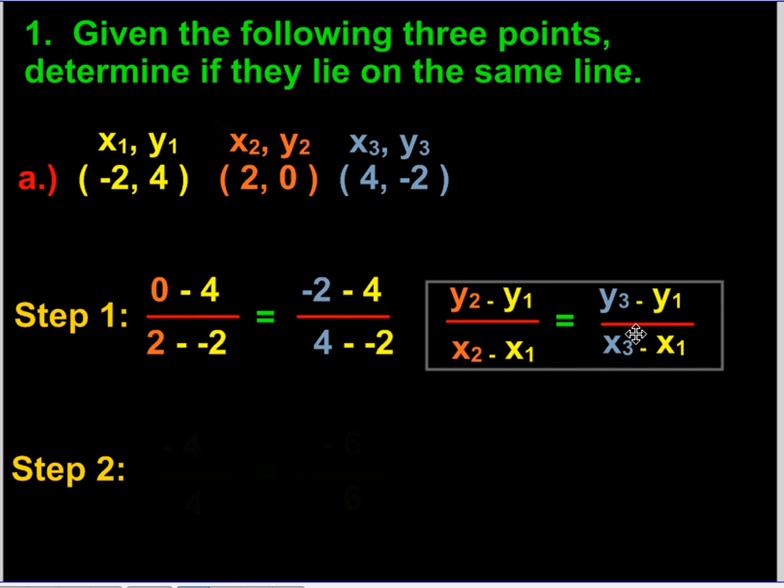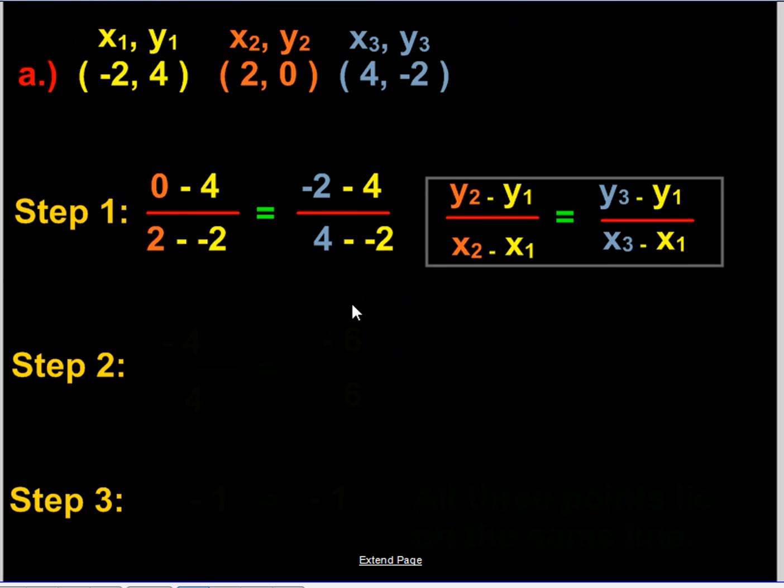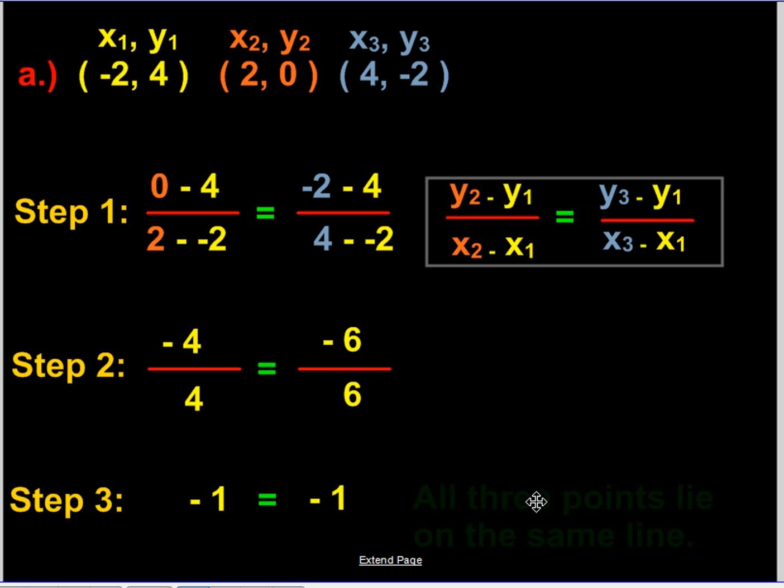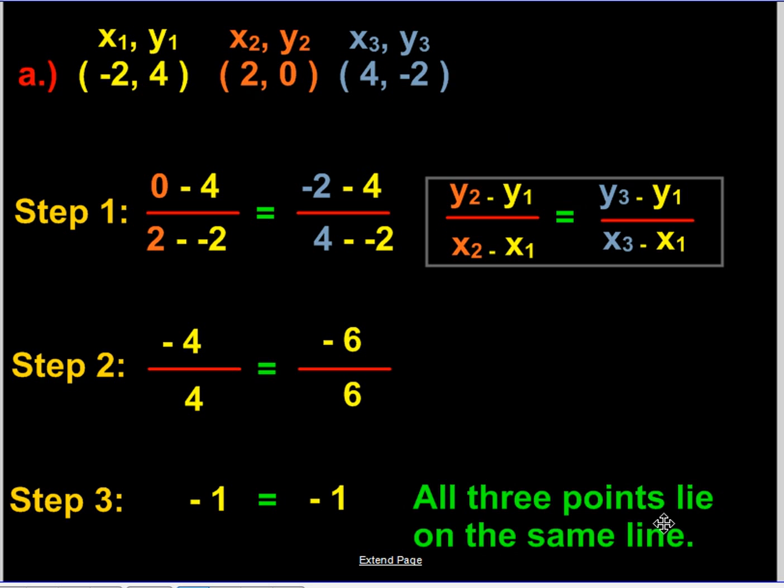Okay, now that I'm sure I've copied my problem correctly, I can go ahead and solve these out. So this should get me -4 over 4 and -6 over 6. And then I can go ahead and reduce or simplify them, and that would give me -1. Remember, when the top and bottom are the same on a fraction, they're equal to 1, so this equals -1. And since these are equal, that tells me that all three of these points lie on the same line.